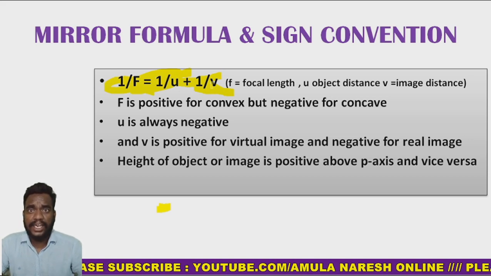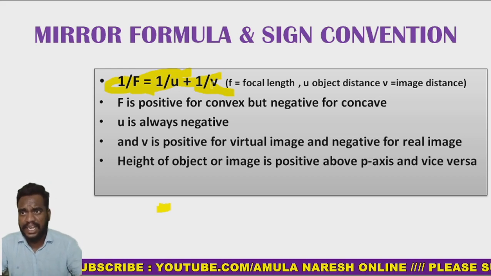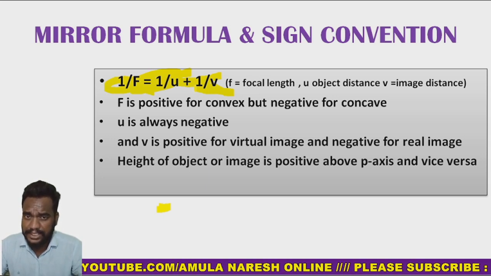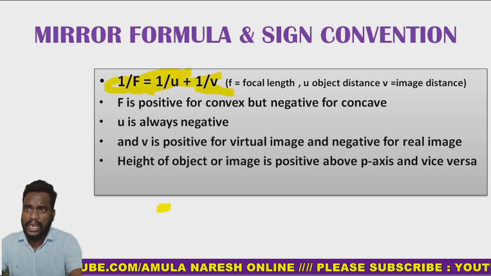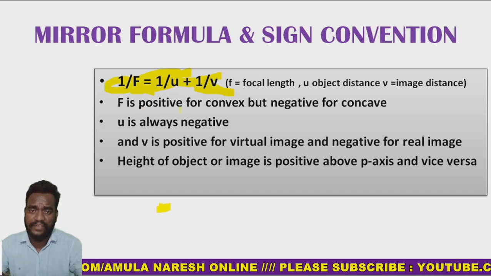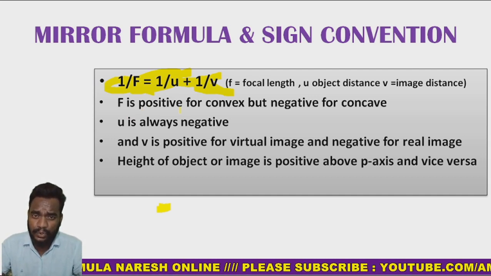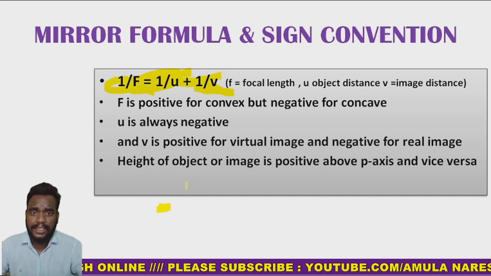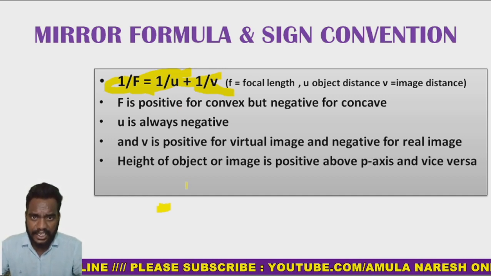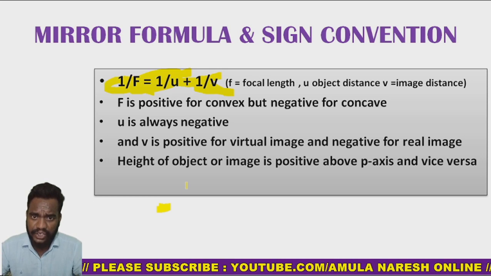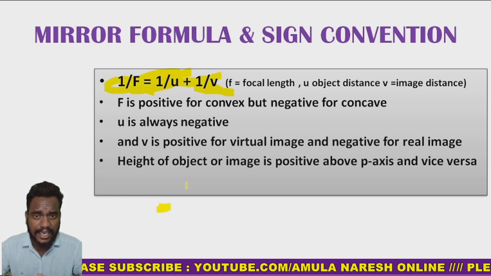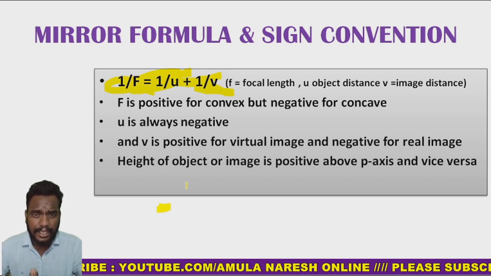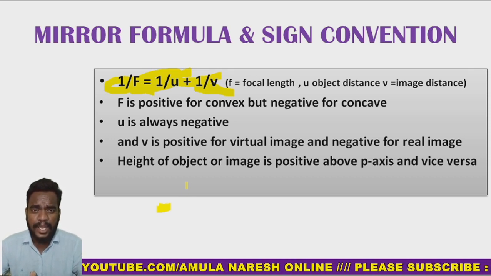Then what are sign conventions? Sign conventions tell us when the distance should be taken as negative and when as positive. Focal length is taken as positive for convex and negative for concave, because it depends upon the direction of incident light. If you are moving opposite to the direction of incident light, then the distance is taken as negative, and if you are moving in the direction of incident light, then the distance is taken as positive.